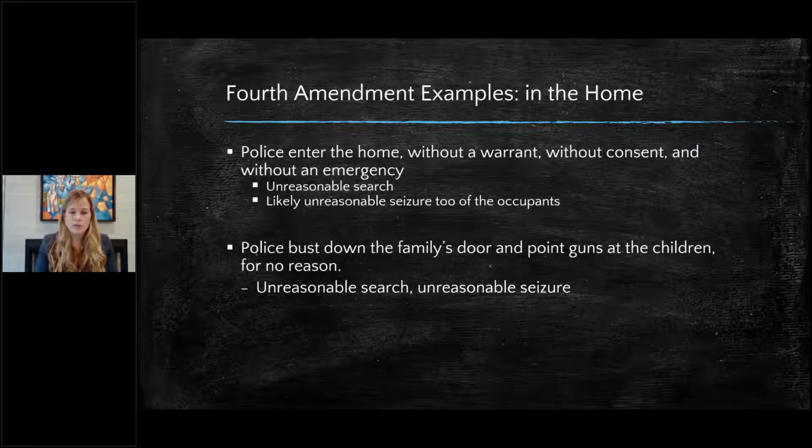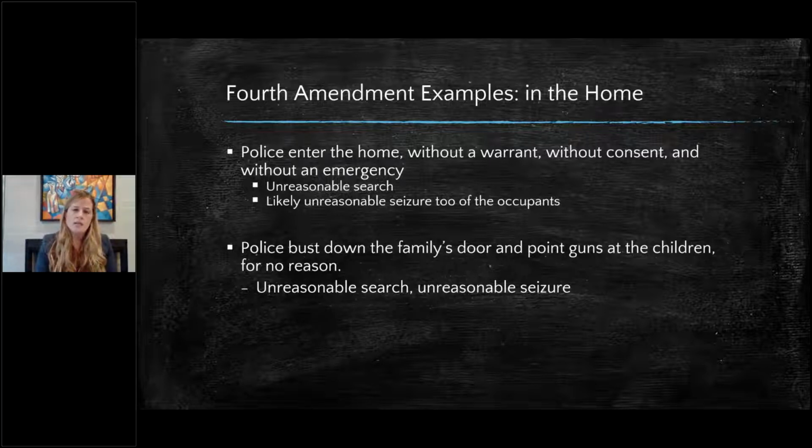But the three things to look for in a case like that are, was there a warrant? Often people will call and say, well, the police didn't have a warrant. Well, maybe the police didn't show it to the occupants, but maybe they did have one. And again, you can FOIA that information and get that.